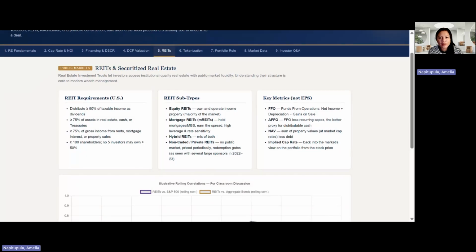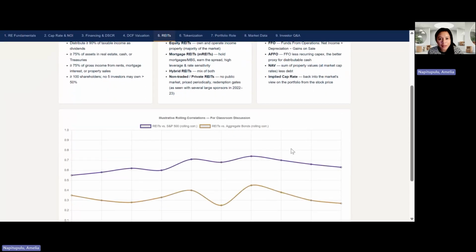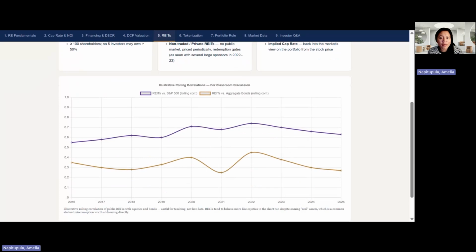So when you look here, these are the key metrics investors use instead of standard earnings because normal net income gets distorted by depreciation on real estate. It's a good entry point for understanding wealth management because you'll see that REITs are often how real estate ends up in a retirement portfolio in the first place.